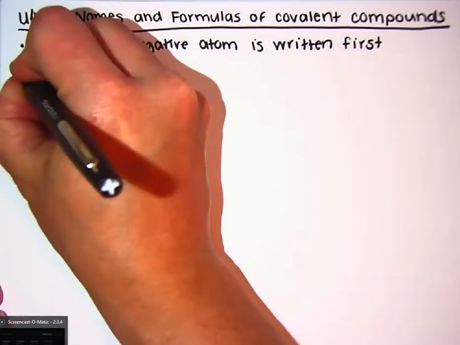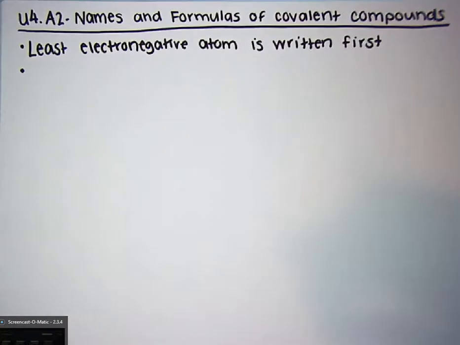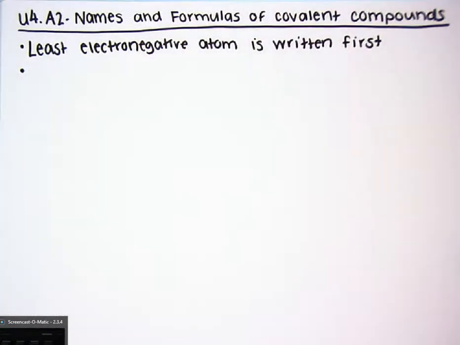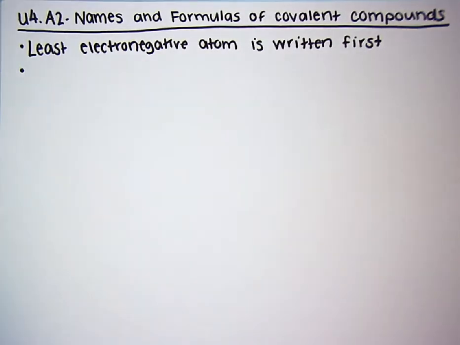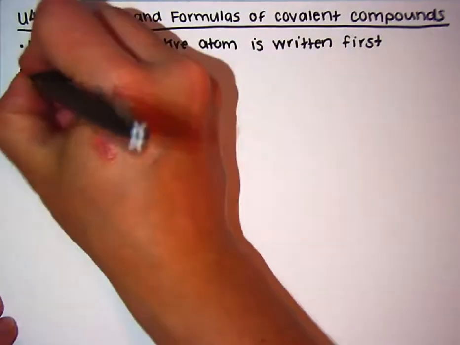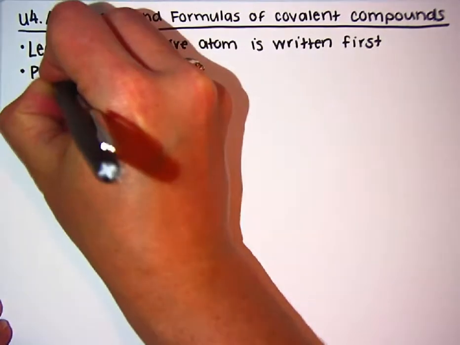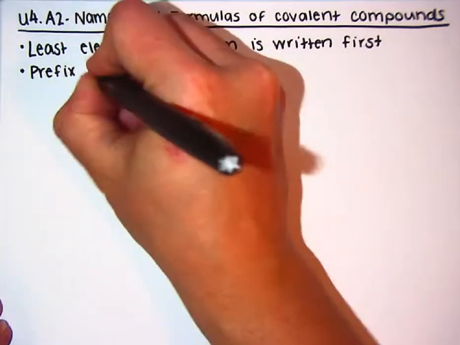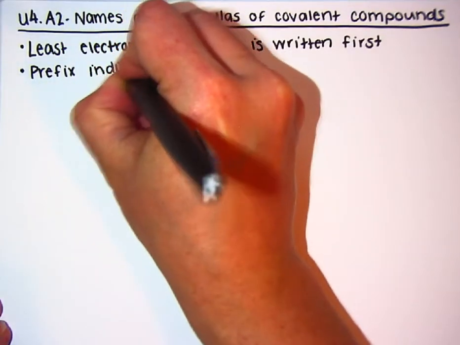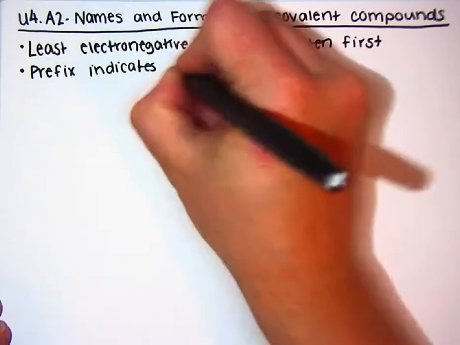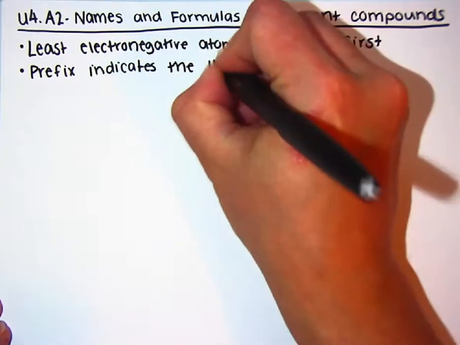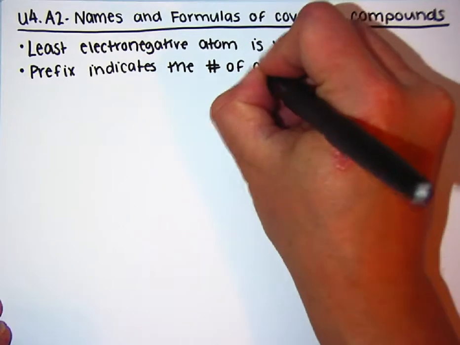When we did ionic compounds, we figured out the number of atoms based on how many ions we needed to make a neutral compound. Well, we're not dealing with ions. We're dealing with groups of nonmetals that are covalently bonding. So we need a new way to indicate how many atoms are in our formula. And we are going to add a prefix to do so. So the prefix indicates the number of atoms.